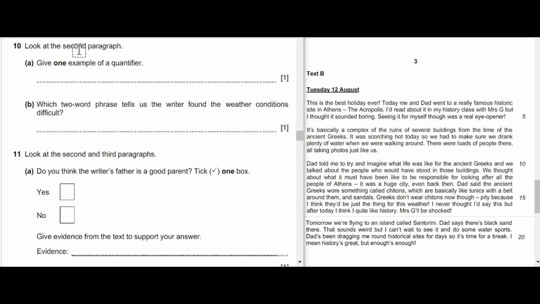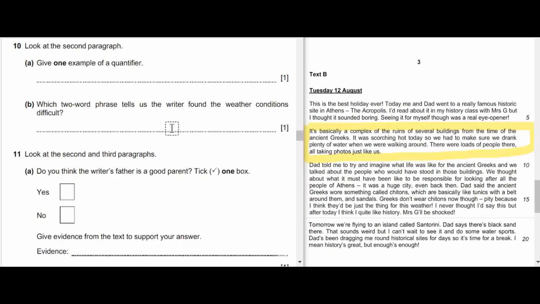Question 10, look at the second paragraph and find one example of a quantifier. 10 seconds, second paragraph here. Right, 10 seconds. 10, 9, 8, 7, 6, 5, 4, 3, 2, 1, 0. Alright, got your answer. Let's open up the answer.